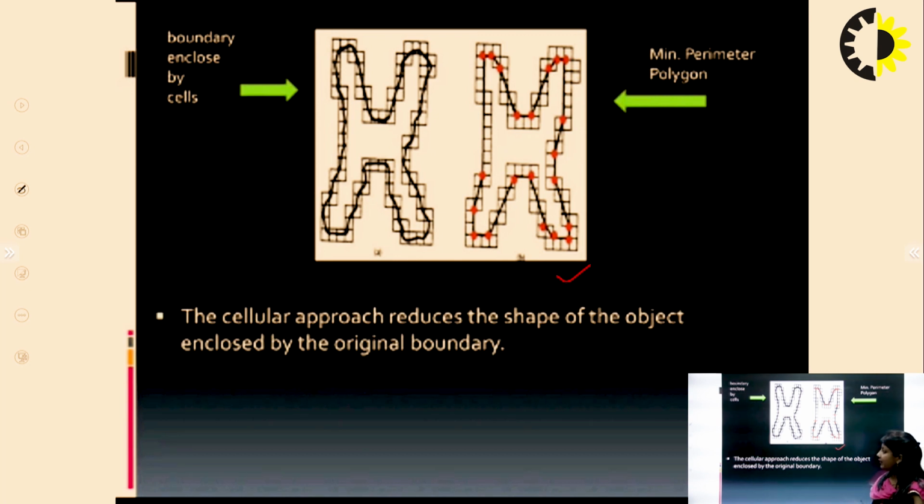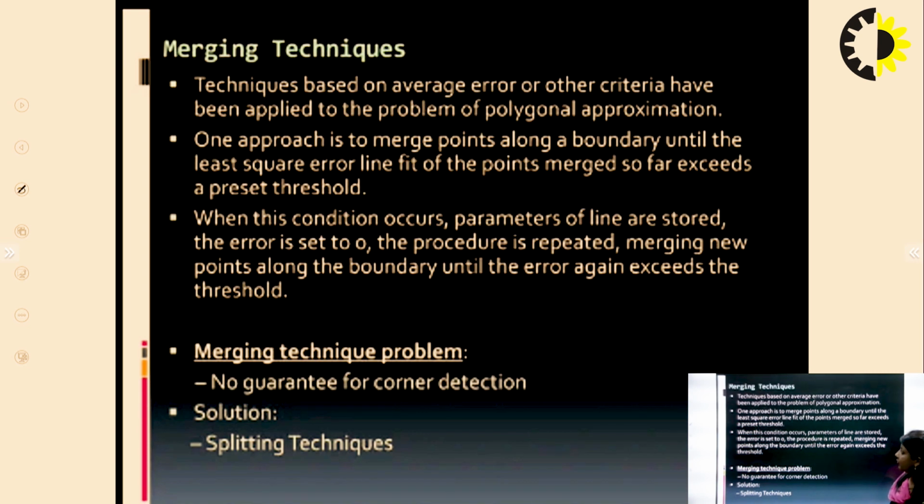So these are the two techniques we have learned in this topic. First is the chain code and next is the polygon approximation technique. The next technique we will learn in the next lecture. Thank you so much.